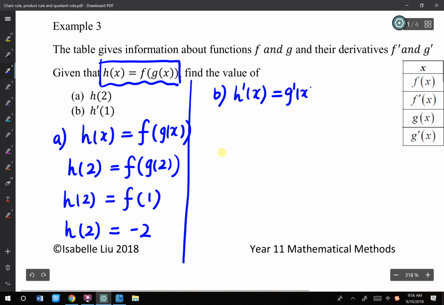G(x) times f'(g(x)). Okay, that's the formula I gave you above, and I told you that you need to remember it, and then how we use it. That's how we use it.